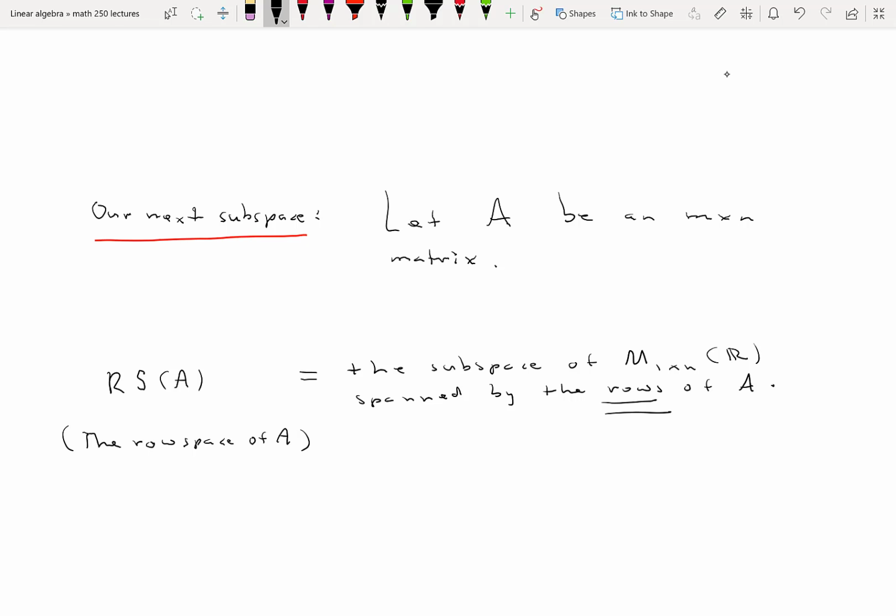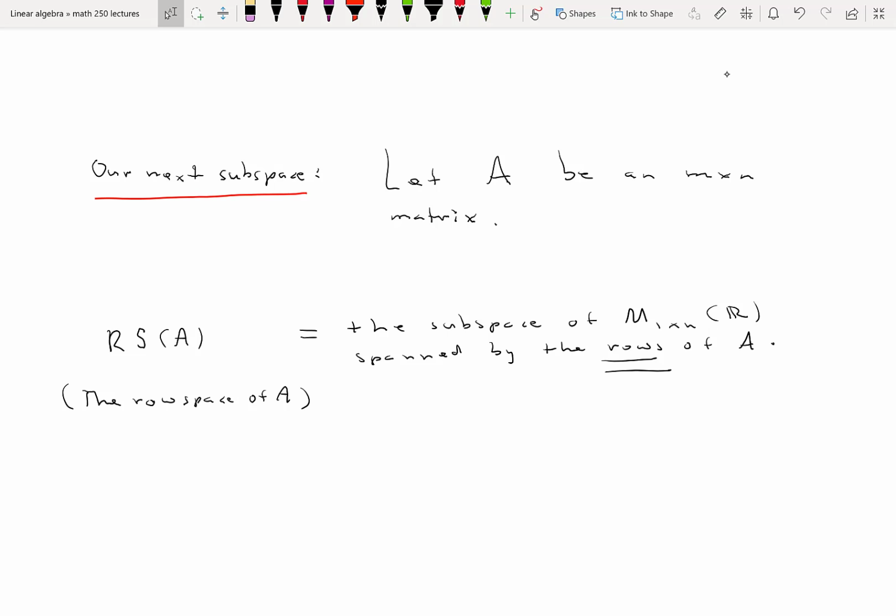Now we have something called the row space of A. You see, the rows of A individually are elements of Rn if we view them as row vectors. So the row space of A is the subspace of M, the set of all 1 by n matrices with real elements, spanned by the rows of A, the subspace of Rn basically, spanned by the rows of A.